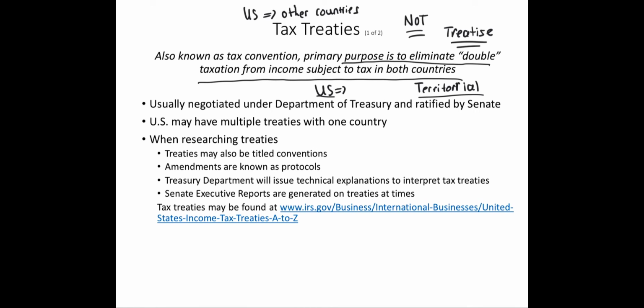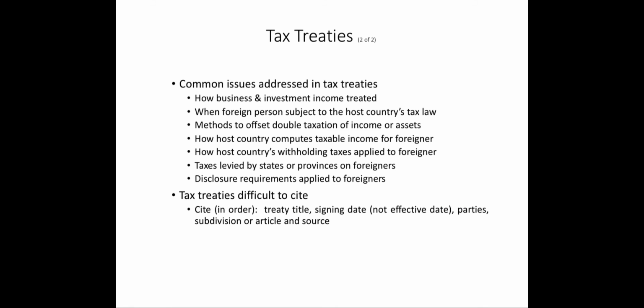When researching, treaties may also be titled as conventions. Amendments are known as protocols. Treaty departments will issue technical explanations to interpret tax treaties. Senate executive reports are generated on treaties at times. And tax treaties can be found on the IRS website if you search for the different treaties. Here's more information about treaties.